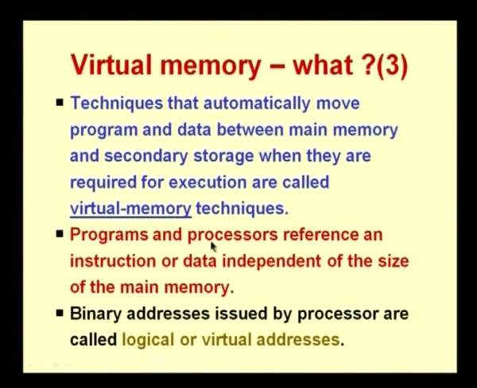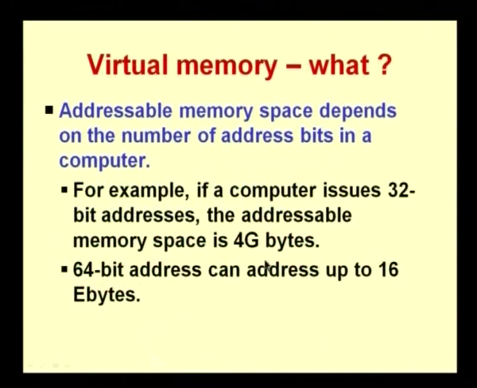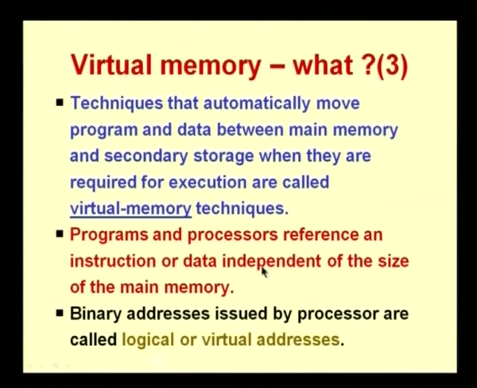When we look at programs and processors, all of them reference an instruction or data independent of the size of the main memory. They will reference instructions or data depending on the size of the address bus that is available. We said that if you have a 32-bit address, we can go up to 4 gigabytes. So, if I have 32-bit addresses and I can go up to 4 gigabytes, my programs can be up to 4 gigabytes large. That is the kind of memory that the programs and processors will address. Your main memory may be much less than that; it does not depend on that, and your programs still should be able to work. That is what we want to achieve with the help of virtual memory.